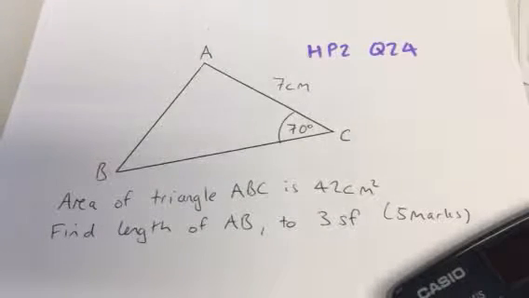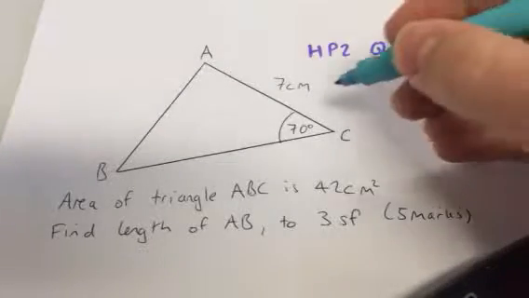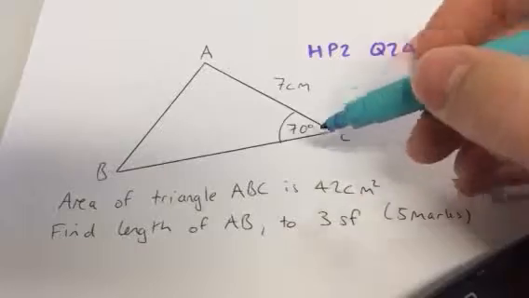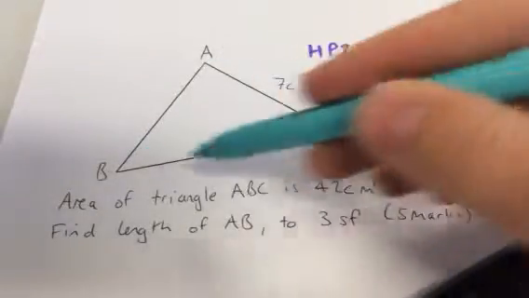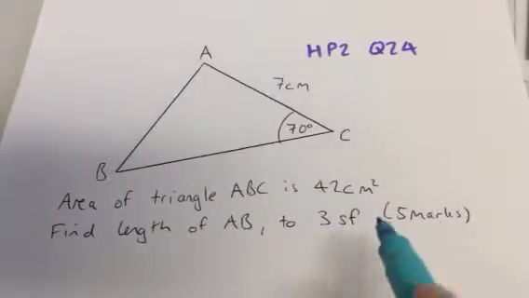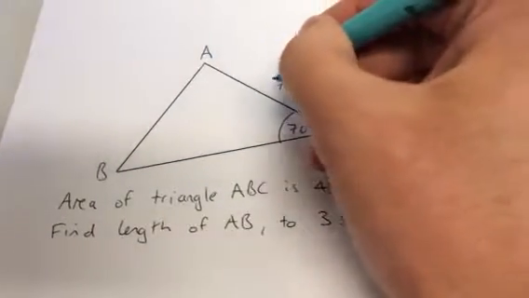We're continuing the Higher Paper series, Higher Paper 2, question 24. So it's a calculator paper, and we've been given here a triangle, ABC. There's a side here that's 7 centimeters and an angle of 70 degrees. We're told that the area of ABC is 42 centimeters. And we have to find the length of AB, that's that side, to 3 significant figures. And it's a 5-mark question, so let's make sure that's clear.